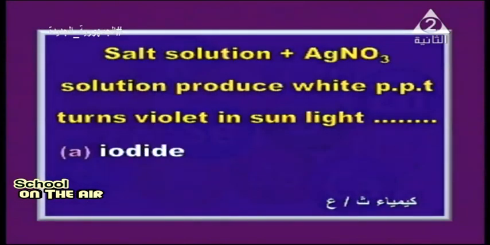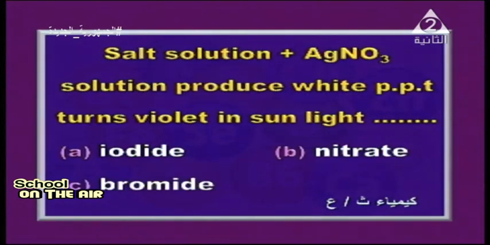Next point. Salt solution plus silver nitrate solution produces white precipitate that turns violet in sunlight. Is the acidic radical iodide or nitrate or bromide or chloride? If you think about it, yes, it will be chloride.